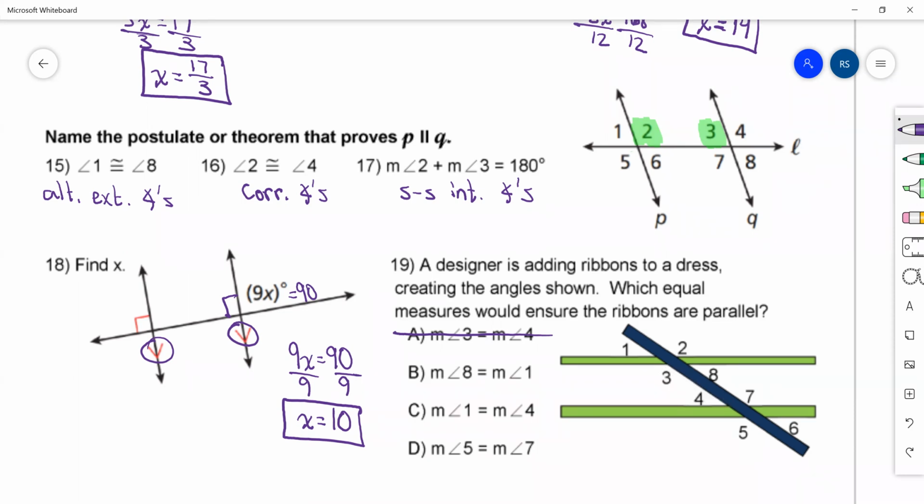B, measure of angle 8 equals the measure of angle 1. Well, that is true, but do we do anything with this other ribbon down here? No, we don't. So how can we say they're parallel if we don't even use it? So, wrong.